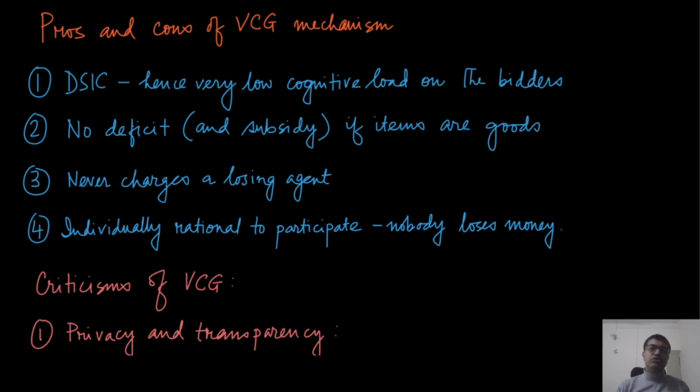It also has the property that it has no deficit. So even from the point of view of an auctioneer, they are never going to give any subsidy to any player, and they are never going to run into deficit. To run that mechanism, they can only earn money, but they might never pay any of these players. So they are also safe. It never charges a losing agent.